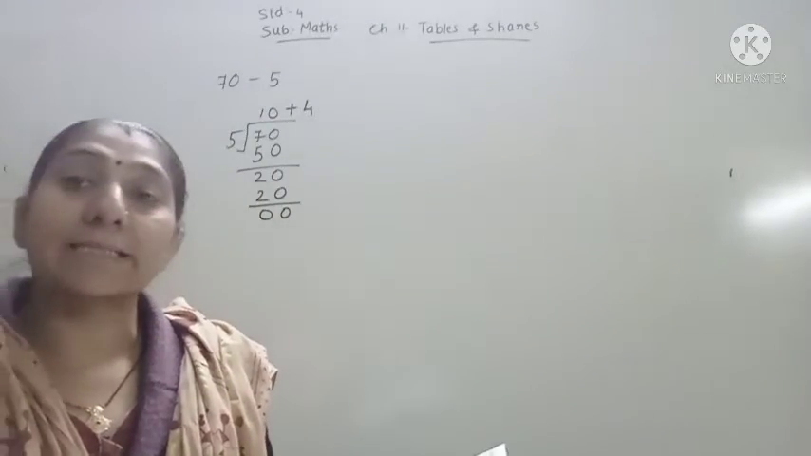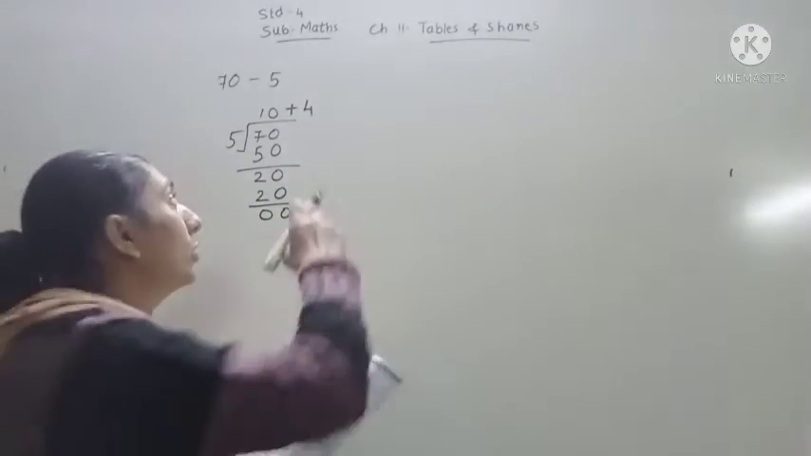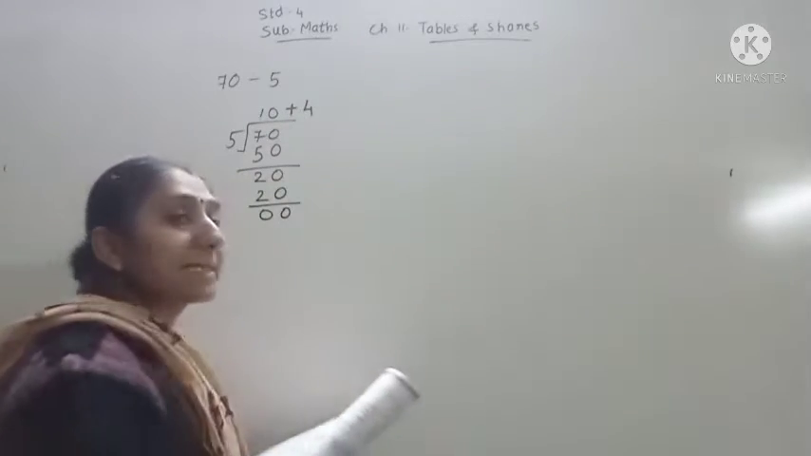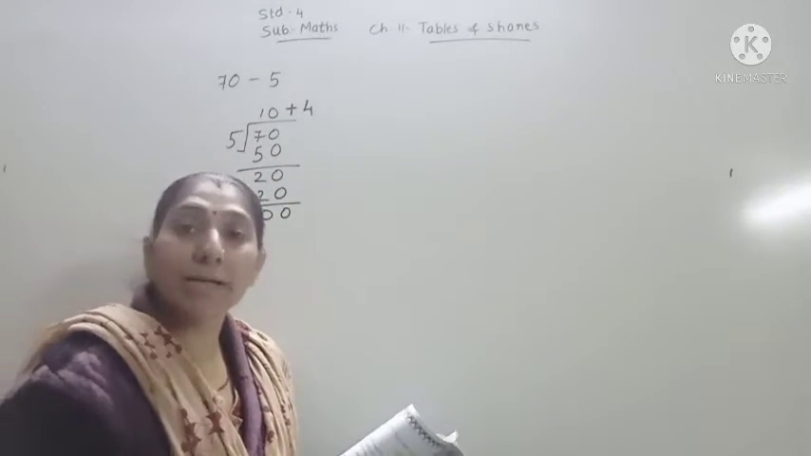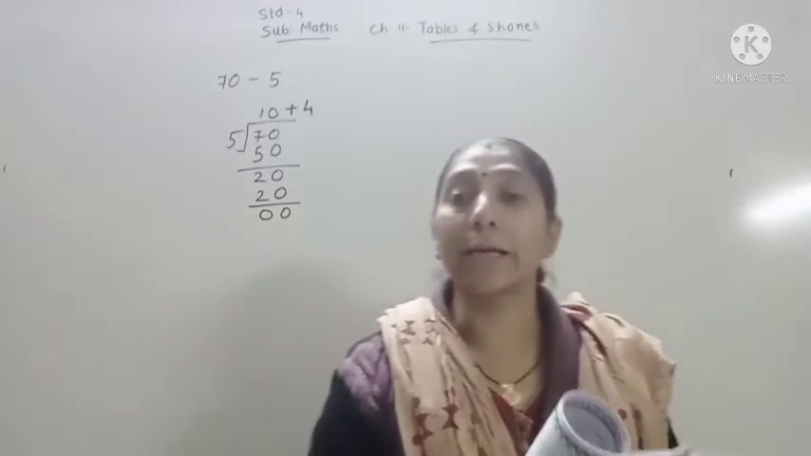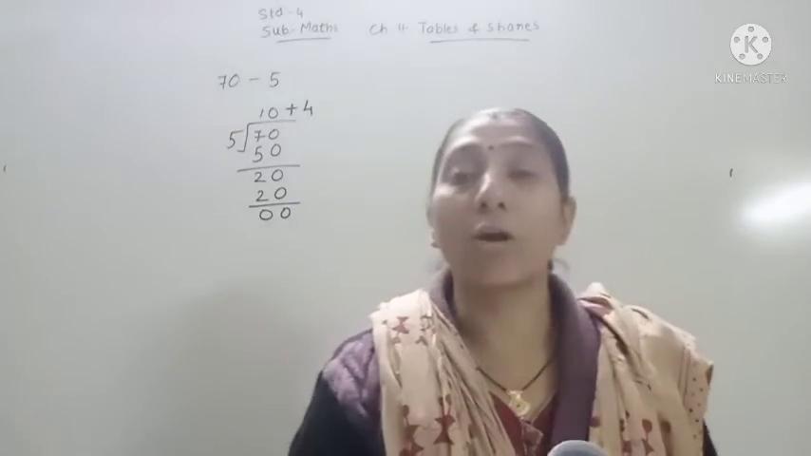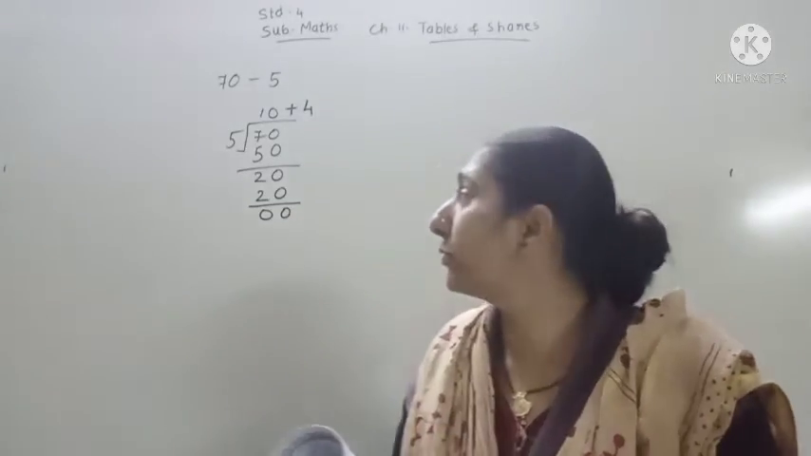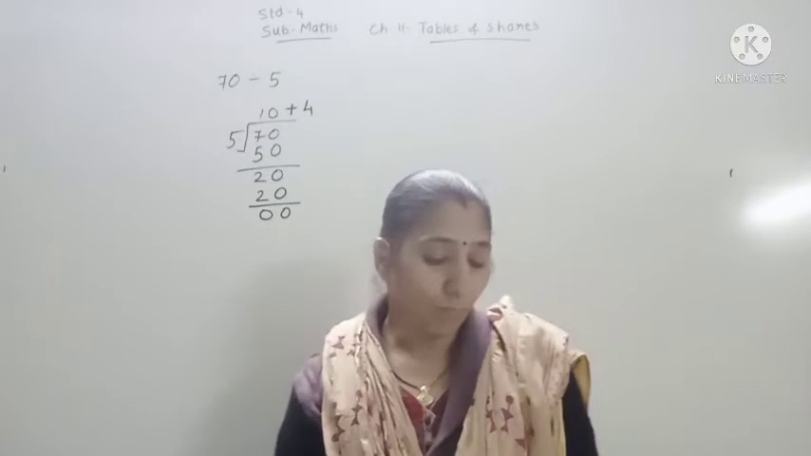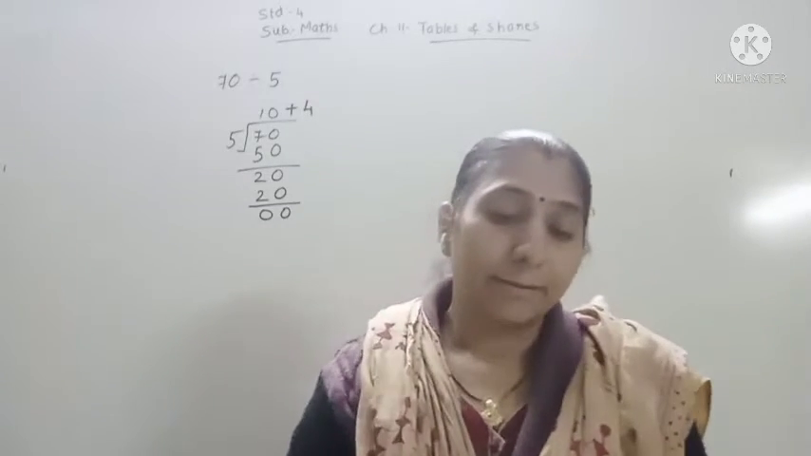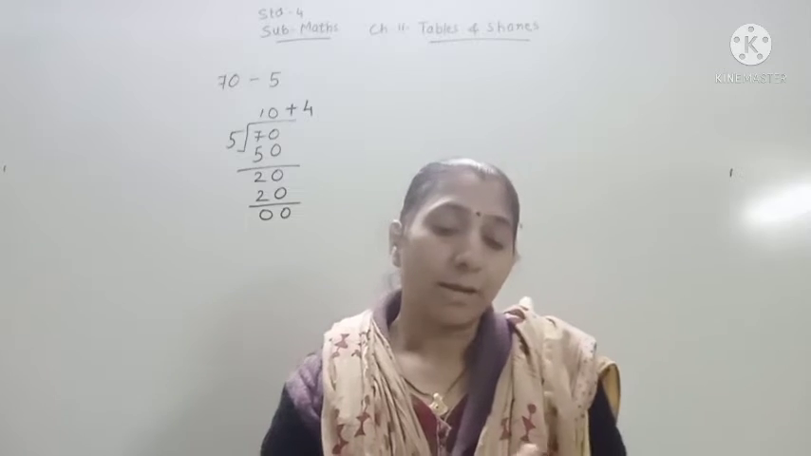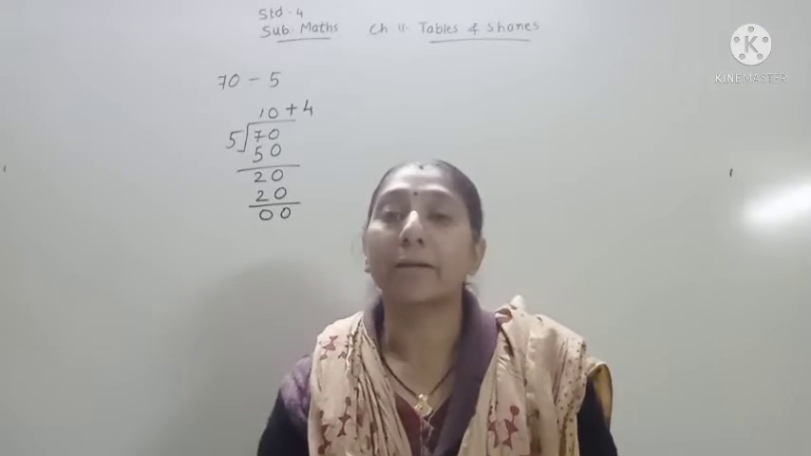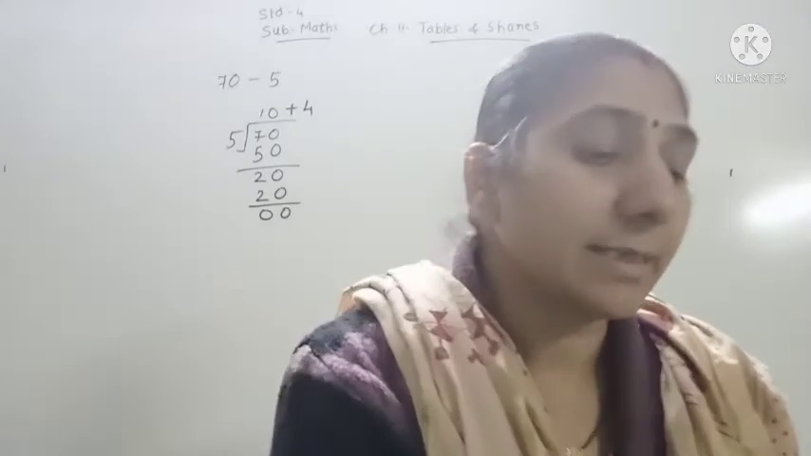So each gets 10 plus 4. So how many does each one of them get? 10 plus 4 is equal to 14 rupees. All of them get 14 rupees. Now you can do it using any two numbers.